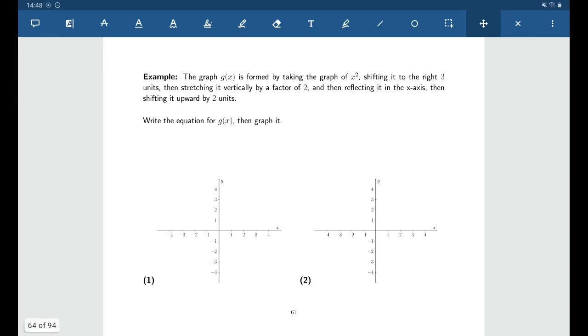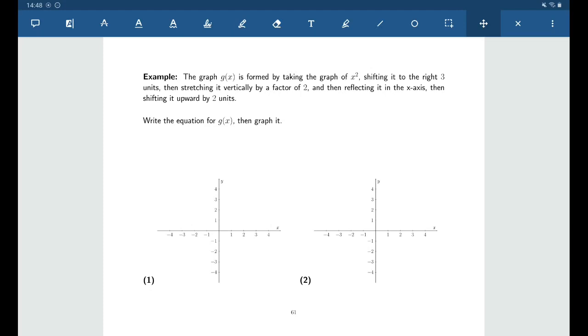All right, let's do another one here. So I've got a function where I haven't given us the equation, but I've described what's happening. So g of x is our parabola, y equals x squared. We're going to shift it to the right. We're going to stretch it vertically. We're going to reflect it in the x-axis. And then we're going to shift it upwards by 2 units.